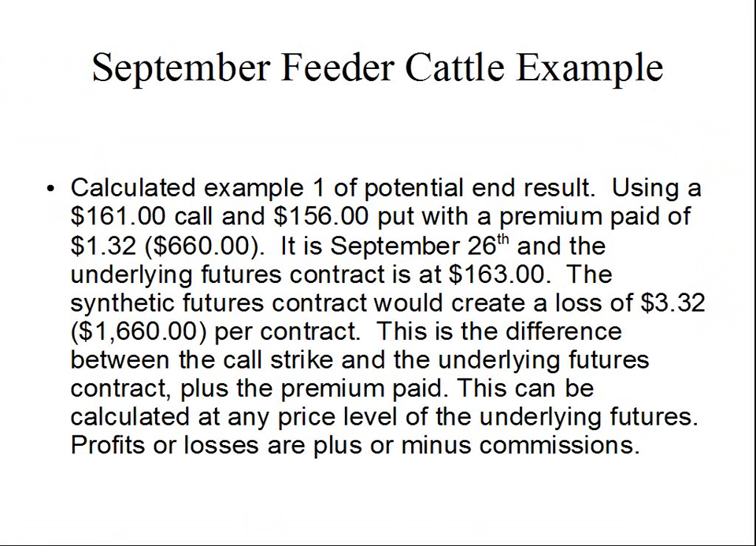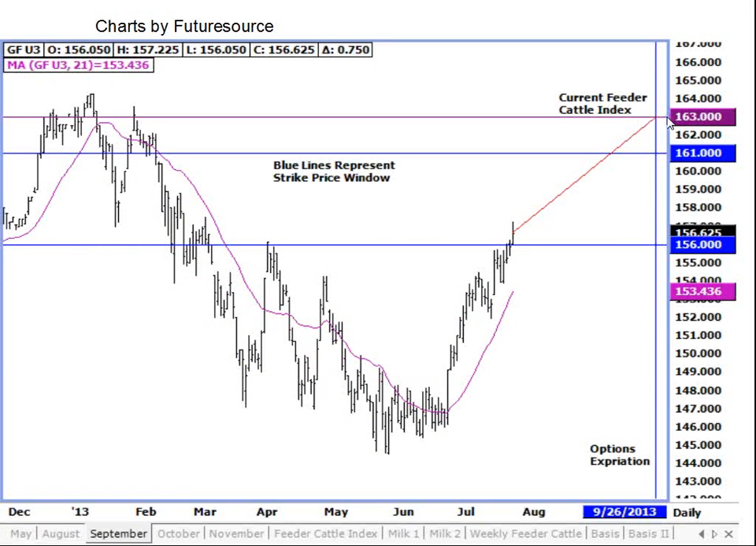So that's our first example right there. This is our worst case, that prices continue to move higher, and therefore you are not able to gain any further cash advantage by the price going up past 161.